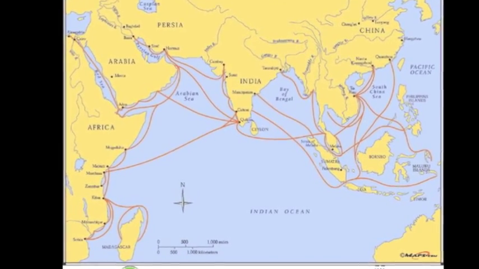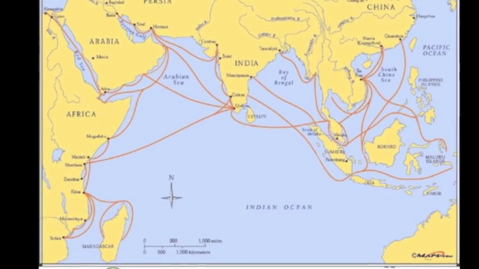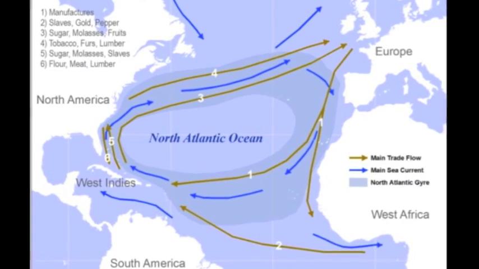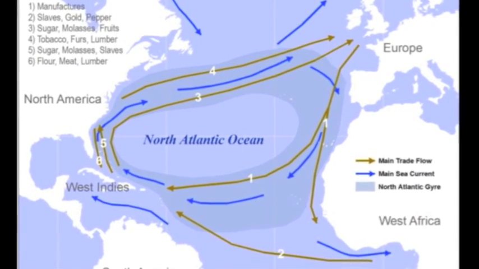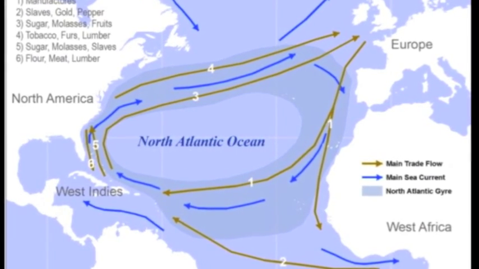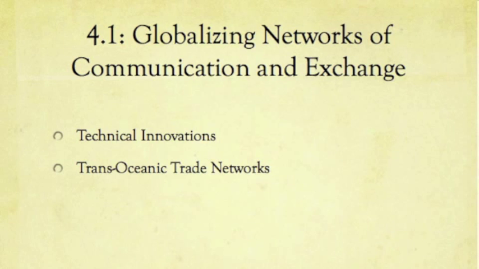And one of the ways to think about this is that trade moves from oceanic, as in the Indian Ocean Trade Network, where you stay in the same ocean and you stay on the edges of it, to transoceanic, as in the Atlantic system, where you can go across an entire ocean. And going across that Atlantic Ocean requires those new technical innovations.